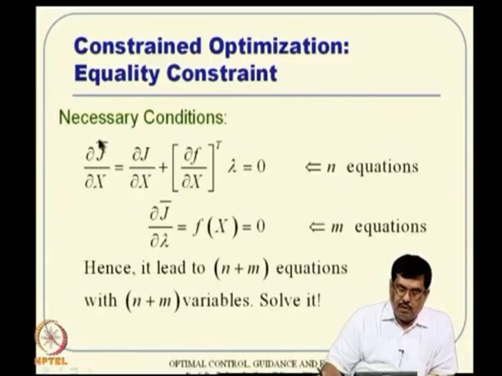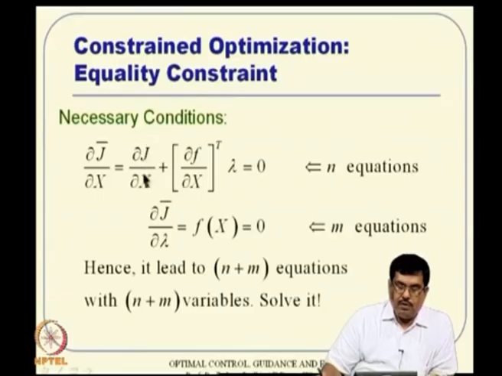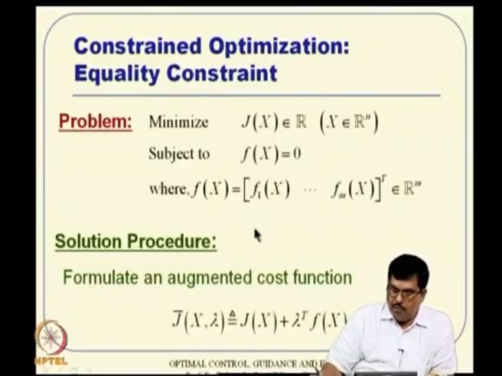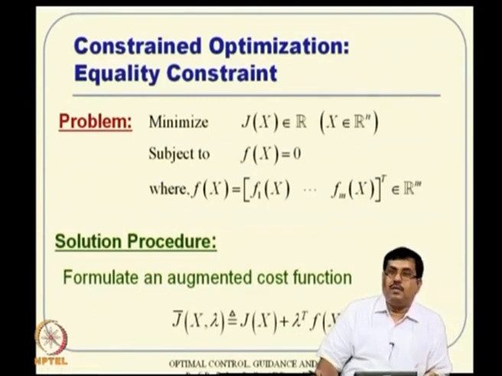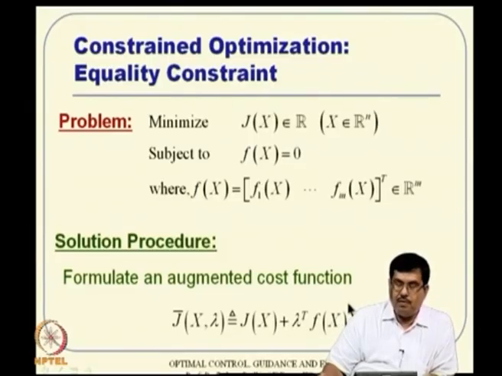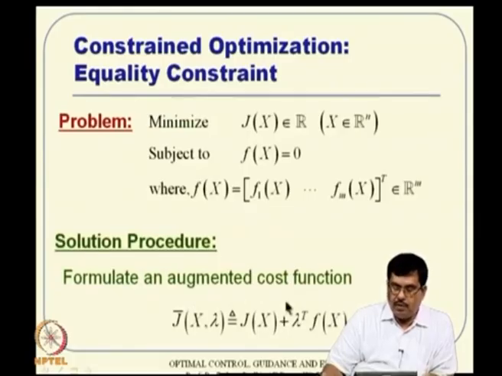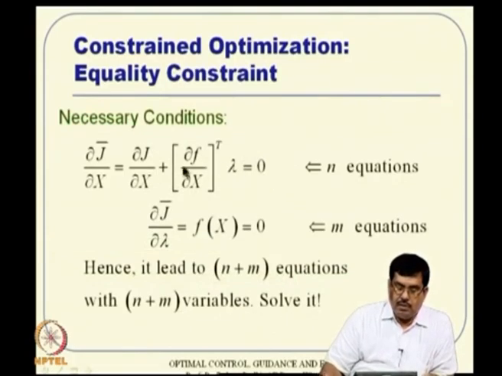Now, when you talk about del J bar by del x, it turns out to be, from this definition, nothing but del J by del x coming from this term and the second term. And remember, if you do this algebra, using one of the standard results of the vector matrix calculus that we discussed in the review class before this lecture, del J by del x of this happens to be this result. That means, this derivative del f by del x transpose will shift from the right hand side to the left hand side. Okay. So, this is how we will get it.